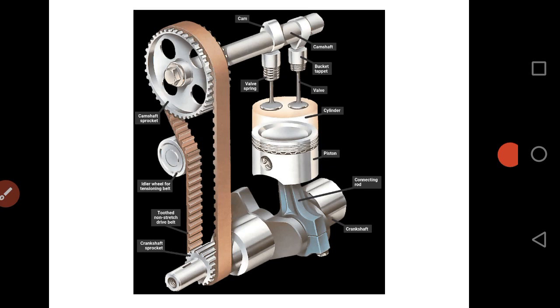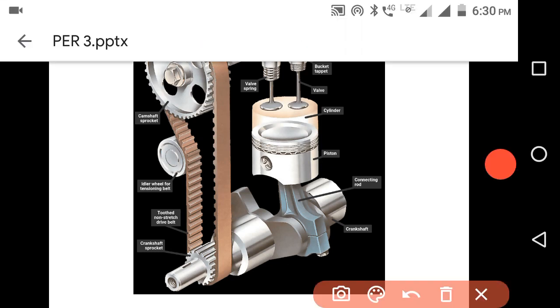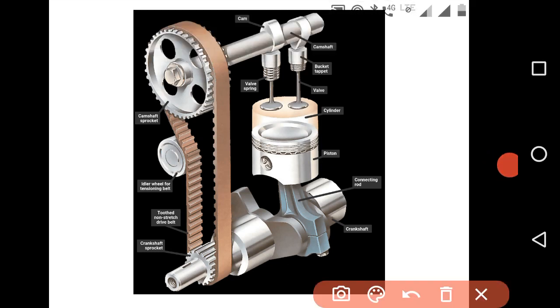Same thing as in the previous diagram. This is the overhead type camshaft. Just above the valve we have provided the camshaft. So this arrangement we are calling the overhead type of camshaft.